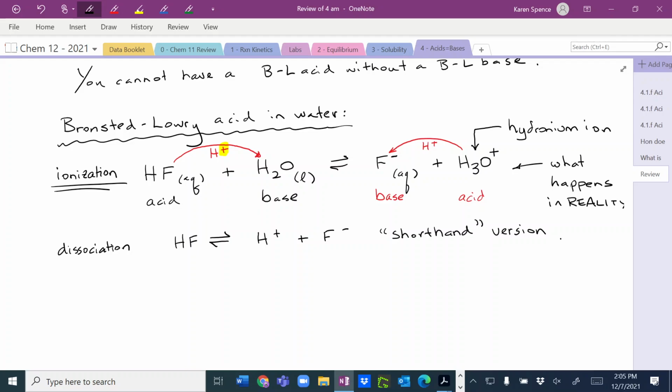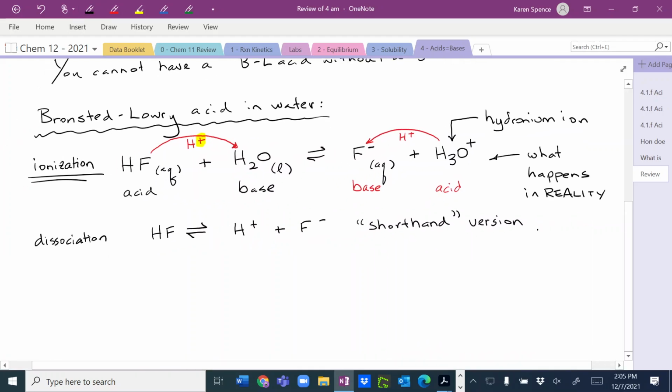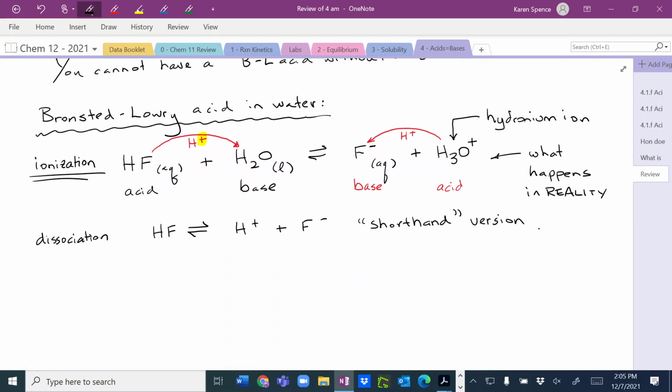And so when we say the shorthand version, we mean it's a shortened version that's not actual reality, yes? So ionization is what really happens. Dissociation is the shorthand version. And even though it is the shorthand version and it isn't reality, we still often use it because it is faster. Yes? It really does get to the point for most of what you need.